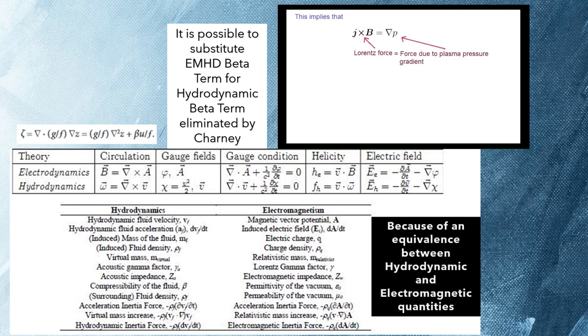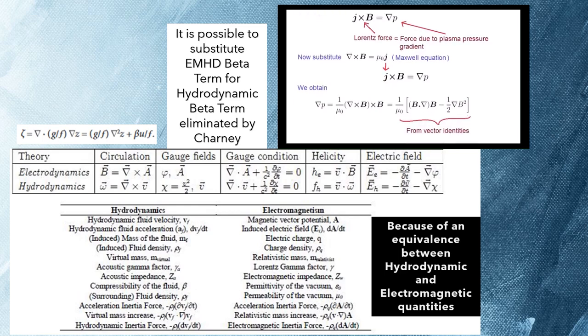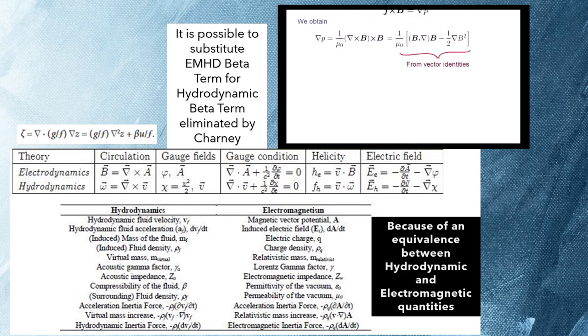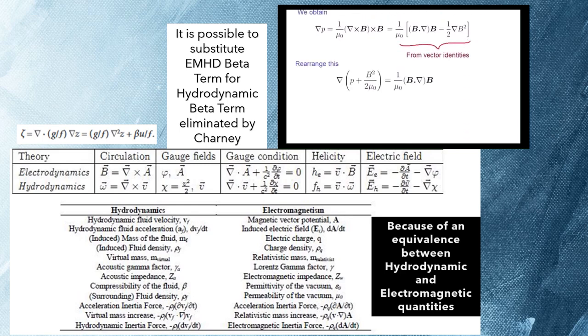Now let's substitute into it this Maxwell equation. We replace J by the Maxwell equation and rearrange, and we end up with this. Now the two cross products can be simplified to this term. This is obtained from vector identities that you can find in any vector calculus book. Let's rearrange this equation as follows. What you'll notice is P, the plasma pressure term, that is the pressure applied by the particles in the plasma. And this term is also a pressure term. It's the pressure applied by the magnetic field on the plasma.